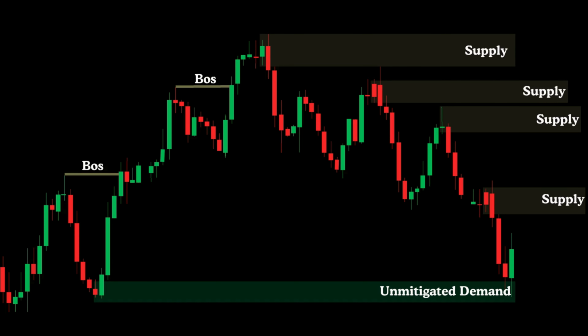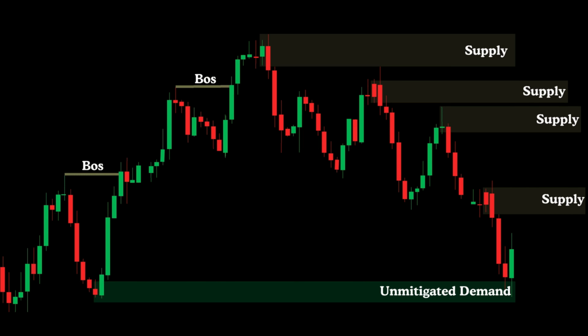During this phase, the price forms multiple supply zones, each presenting potential selling opportunities in alignment with the bearish sentiment. The downtrend persists until price reaches an unmitigated demand zone positioned below. This zone represents a potential area of interest where buyers may attempt to re-enter the market.